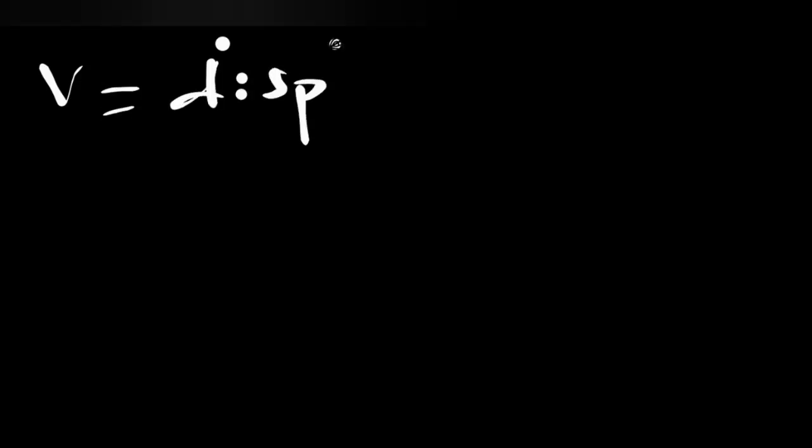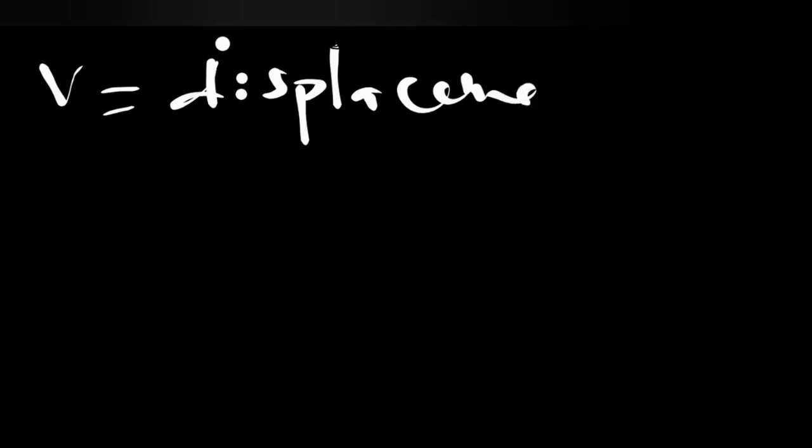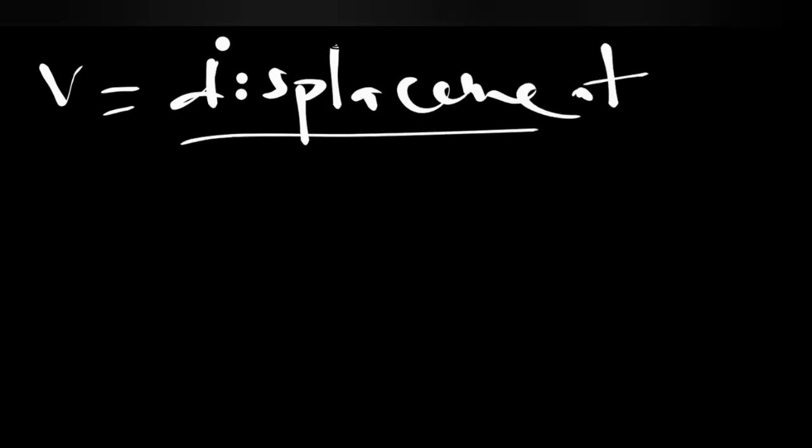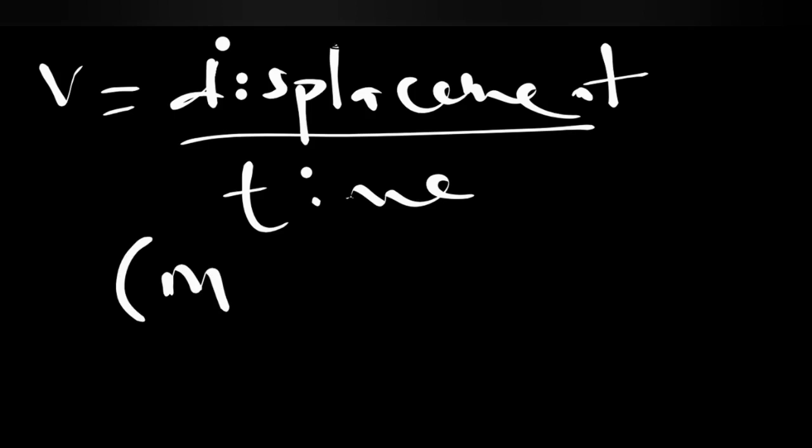Velocity can be calculated using displacement over time, and our result will give a vector quantity having an SI unit of meter per second.